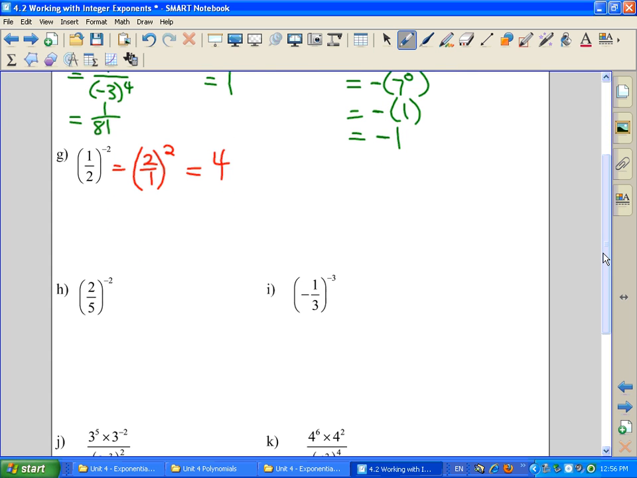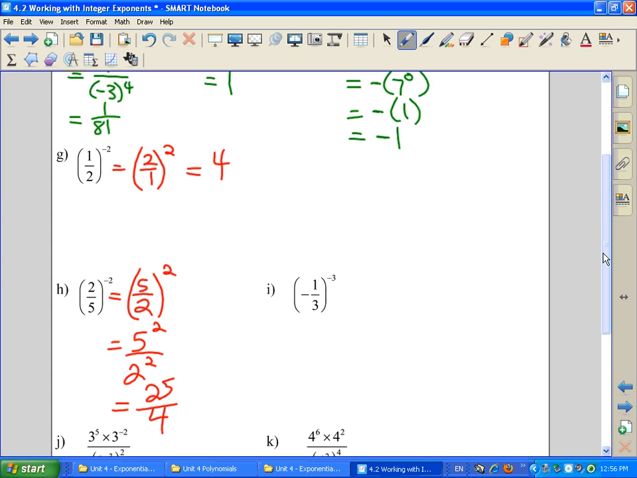Okay, let's try that again, but a little more difficulty here. Okay, so flip the fraction, so it's going to become 5 over 2, all raised to the exponent of 2. Now we're going to realize that, hey, the exponent applies to both the numerator and the denominator. So it's going to be 25 divided by 4.